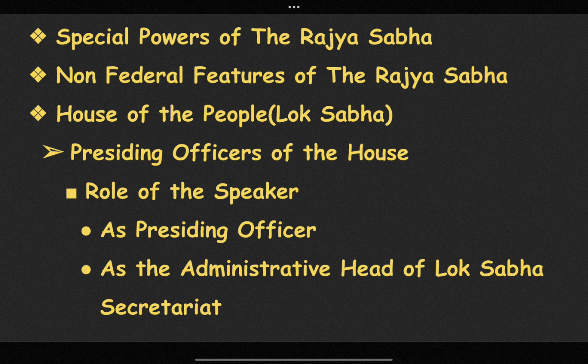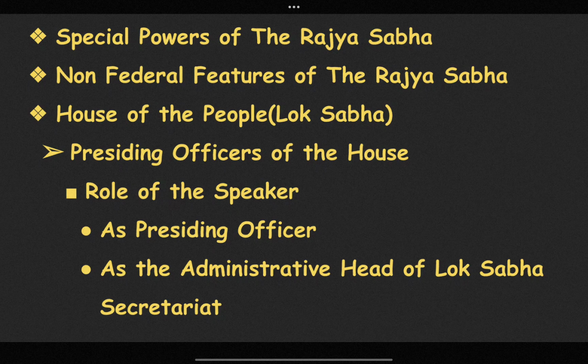Lok Sabha, or the House of the People. It is a popular house. There are a total of 543 seats. The members are directly elected by the people through the territorial constituency. The elections are based on universal suffrage, adult suffrage. The maximum strength is 550 and the present strength is 543.